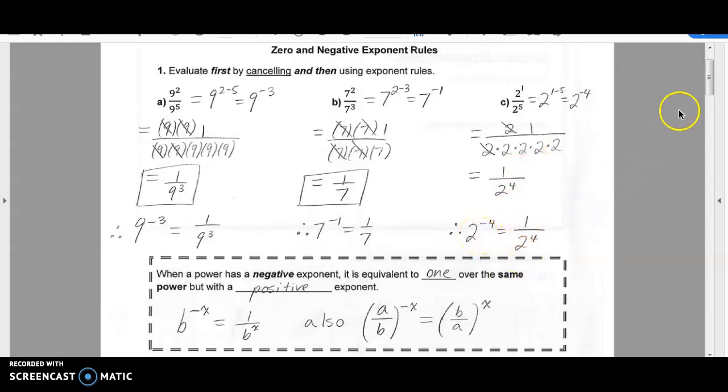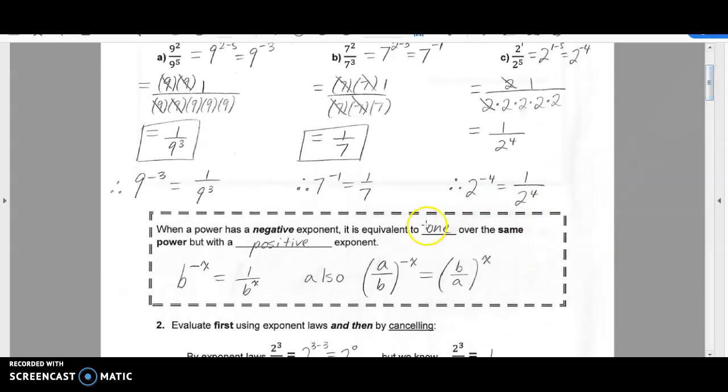Okay, so summarizing that bit, if we look down here, when a power has a negative exponent, it is equivalent to 1 over the same power, but with a positive exponent. Okay, so what does that mean? Basically, if we look up here, we have 9 to the negative 3. That's the same thing as 1 over 9 to the positive 3. So what you do is you flip the base, so 9 becomes 1 over 9, and the exponent becomes positive. So instead of negative 3, you have positive 3.